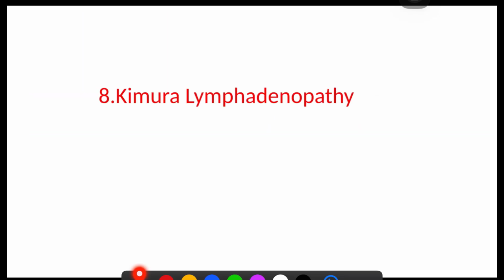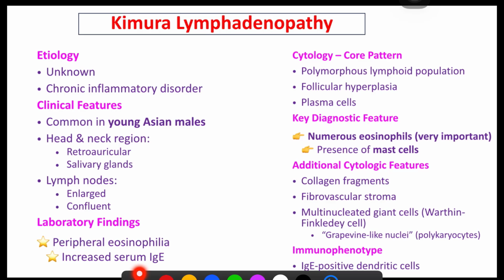Now, Kimura lymphadenopathy: unknown etiology, associated with chronic inflammatory disorder, most common in young Asian males. Head and neck region, mostly retroauricular and salivary glands, are affected. Lymph nodes are enlarged and confluent. Confluent means they are merged together, making a large mass. Laboratory findings show eosinophilia as important. Peripheral eosinophilia means an increased eosinophil count in CBC, and serum IgE is increased.